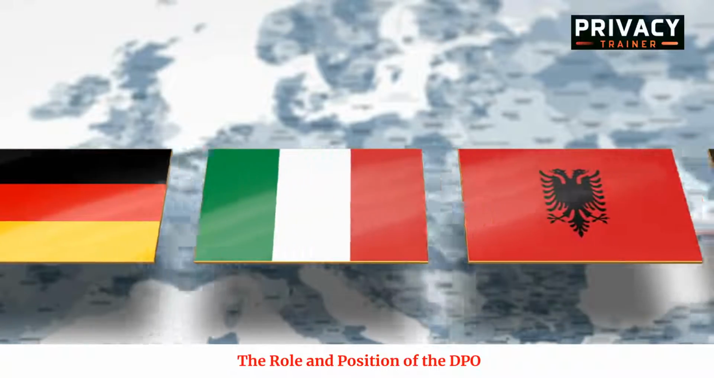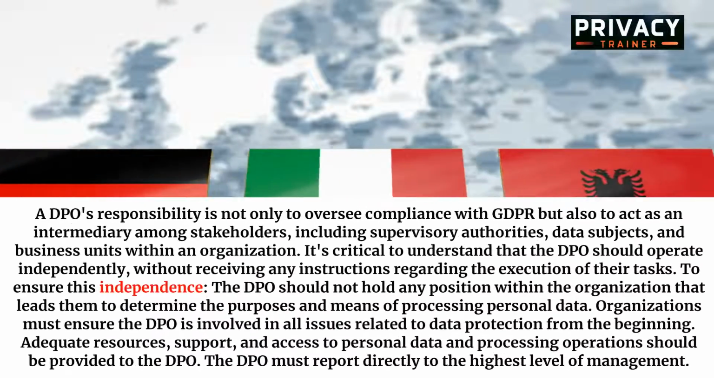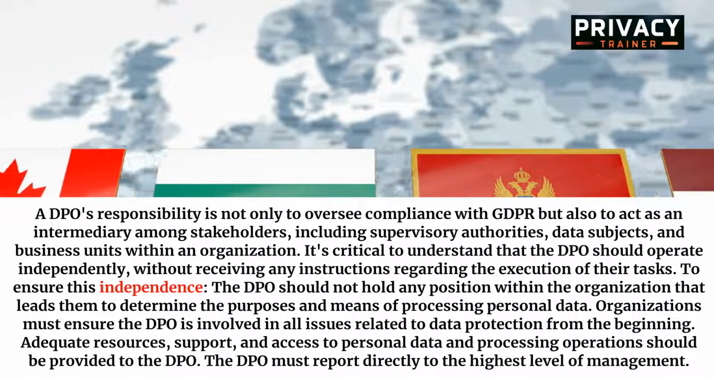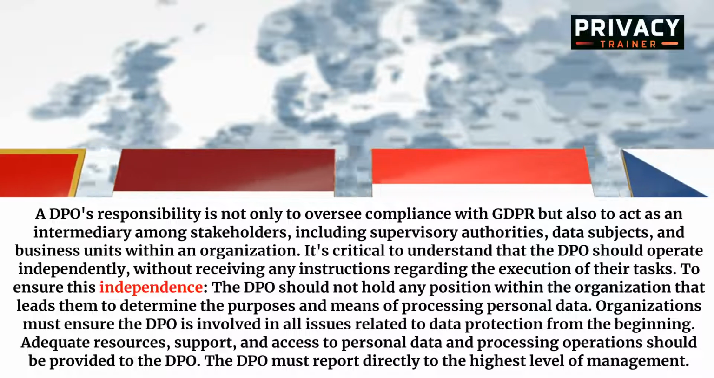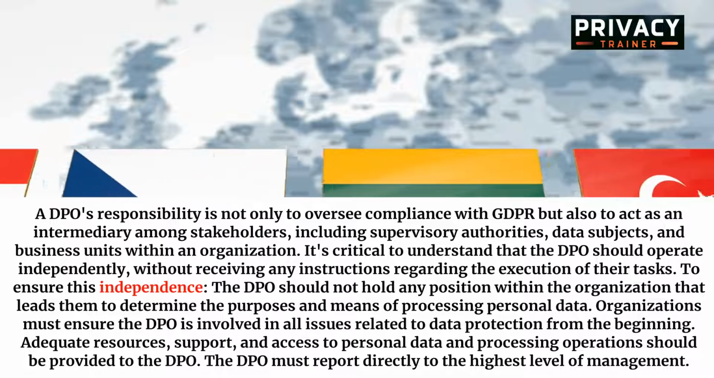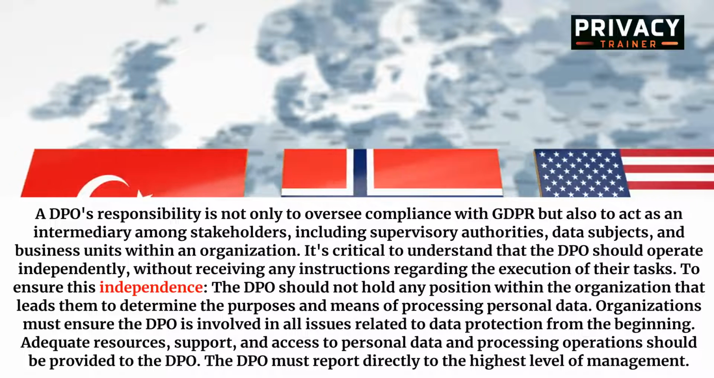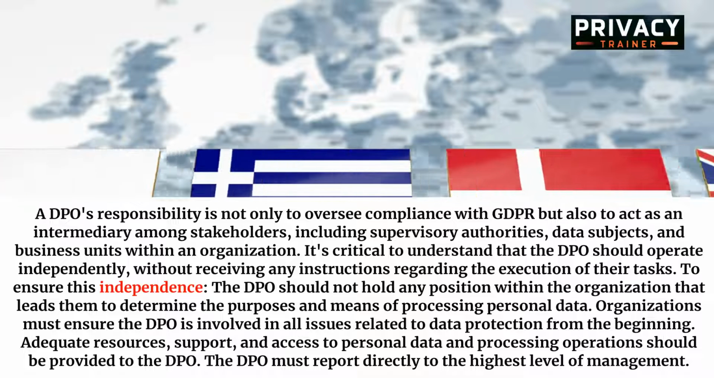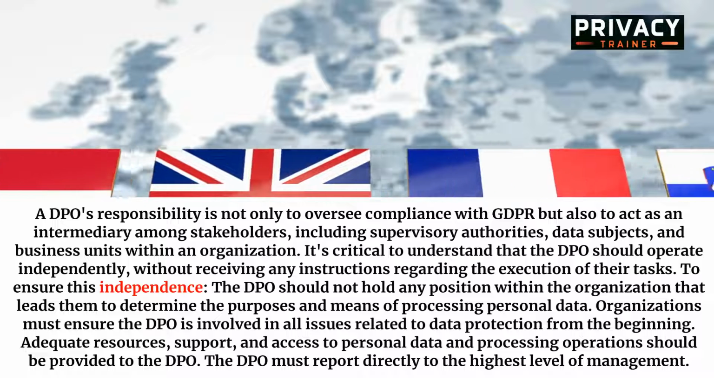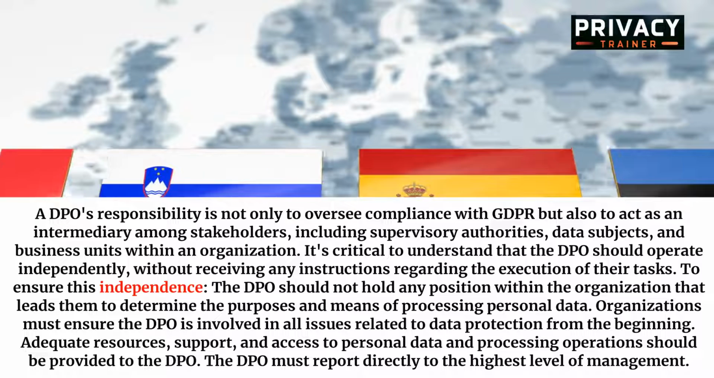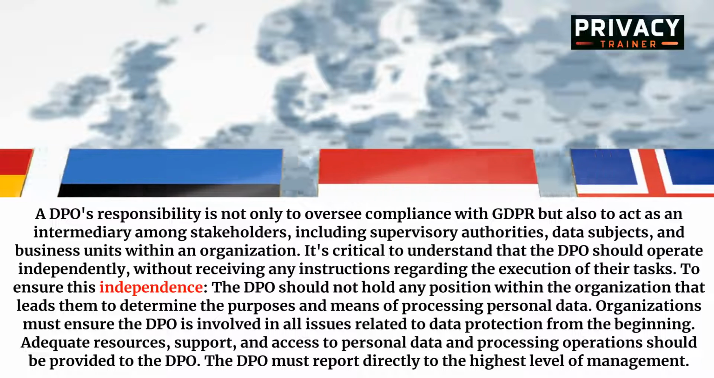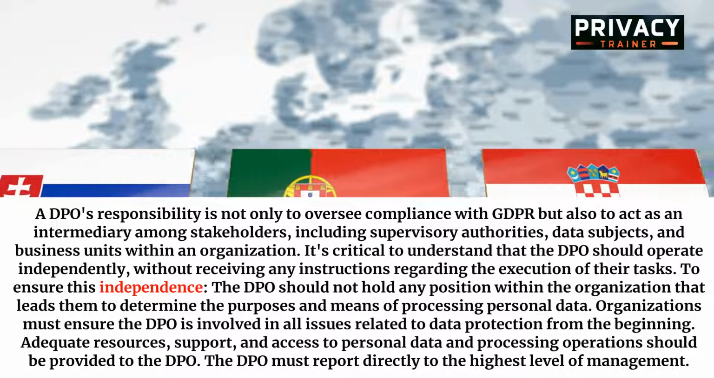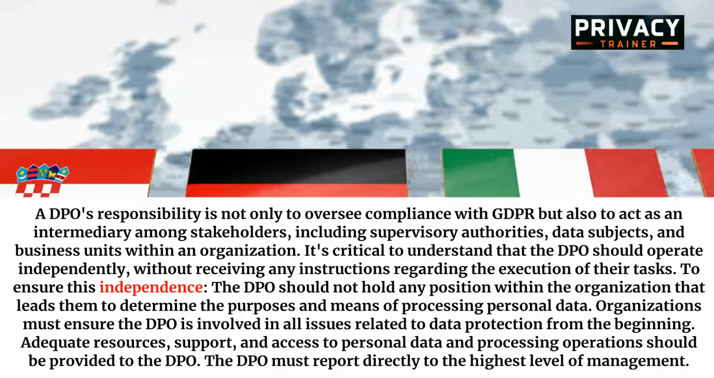The role and position of the DPO. A DPO's responsibility is not only to oversee compliance with GDPR but also to act as an intermediary among stakeholders, including supervisory authorities, data subjects, and business units within an organization. It's critical to understand that the DPO should operate independently, without receiving any instructions regarding the execution of their tasks. To ensure this independence, the DPO should not hold any position within the organization that leads them to determine the purposes and means of processing personal data.